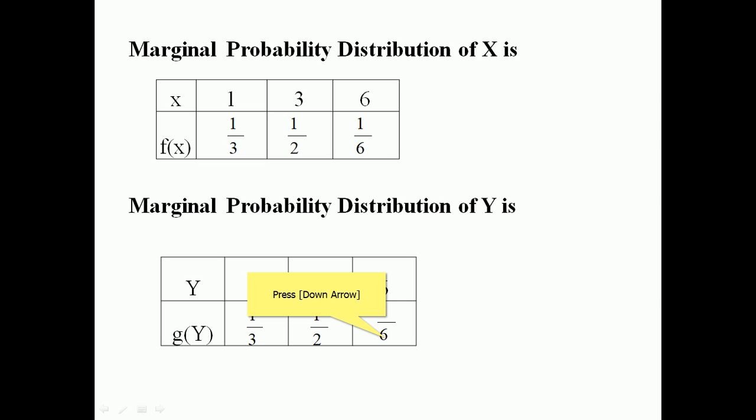I hope you understand how to write down the marginal probability distributions, how to find the expectations of x, y, xy, covariance, correlation between x and y, and how to test whether they are dependent or independent random variables. In the next video, we'll see sampling theory.